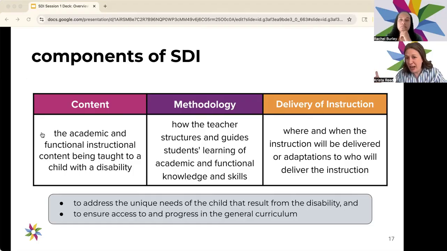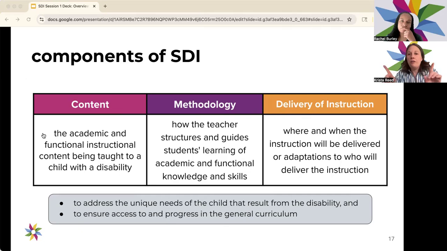And then delivery of instruction. I think we spend a lot of time talking about this in IEP meetings, like where's the kid going to go when they get that? Are they going to do it in the gen ed class? Or are they going to get a pull out? Which teacher's going to do it? Even what time of day is it going to happen? We did not put who in here, but it is the where, the when, and the who of instruction. How it will be delivered, who will deliver the instruction. Oh, we did put who in the second part of the sentence.